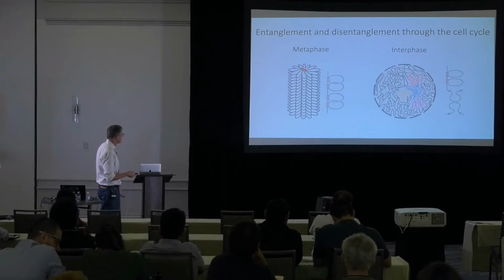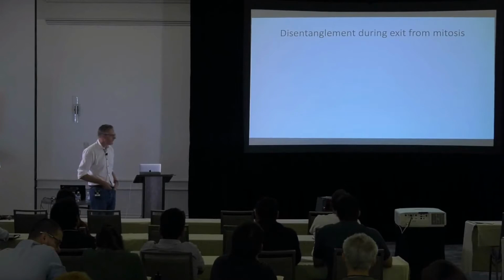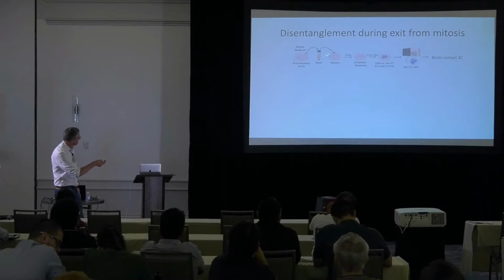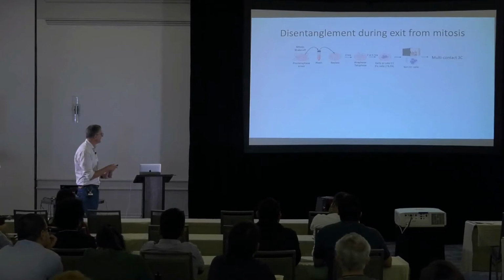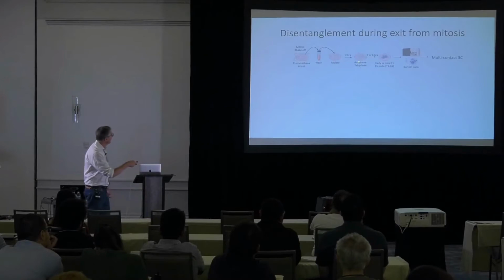Okay, so what we did is an experiment. We can use highly synchronized cells to follow this process of entanglement and disentanglement through the cell cycle. In this case, we are starting with prometaphase-arrested cells. We plate them just to make sure we only have mitotic cells and release them into the next cell cycle. Now, in these HeLa cells, it takes about 2 hours, by which time they are in anaphase and telophase. The chromosomes have just segregated. They're still inside one cell. And then the nuclear envelope reforms, cell divides, cytokinesis, and so on.